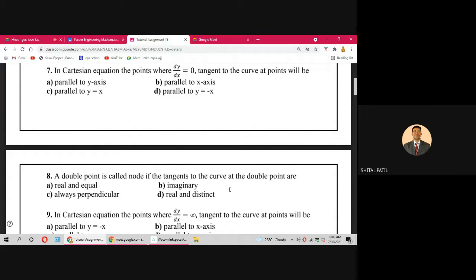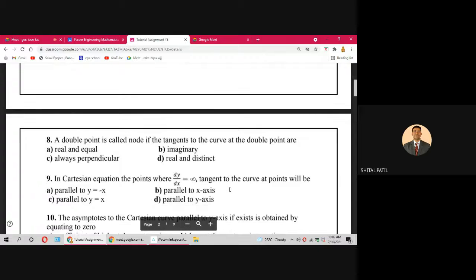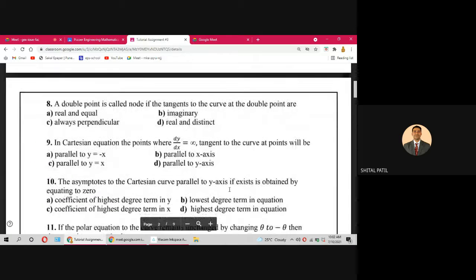Tangent will be same as the line theta equal to 45 degree, pi by 4. Or in other words, tangent will be parallel to the line y equal to x. The line y equal to x is making angle 45 degree with the x axis. So tangent will be parallel to the line y equal to x. Okay. Then question number 8. The double point is called as node if the tangents to the curve at double point are real and distinct. D option. Then I think next question is dy by dx equal to infinity. Tangent will be parallel to y axis.